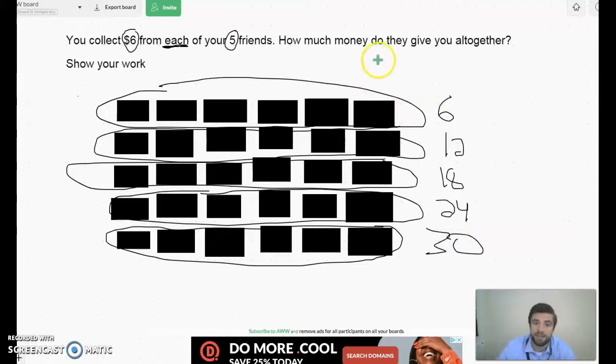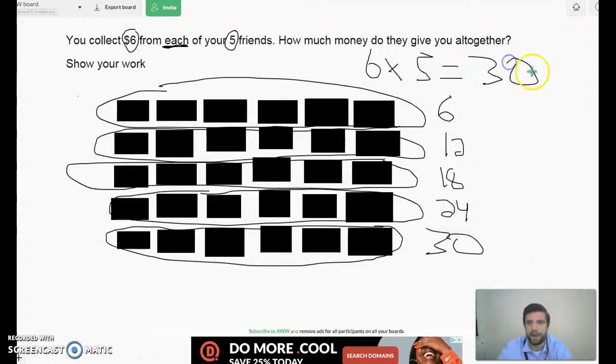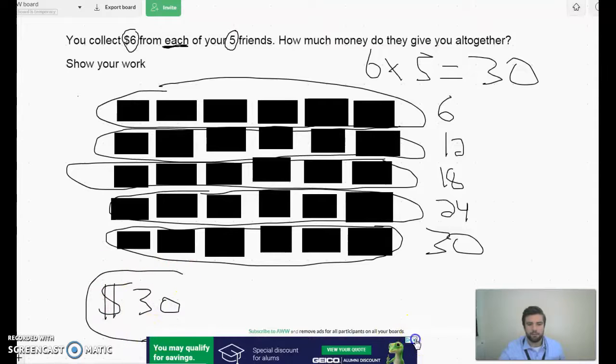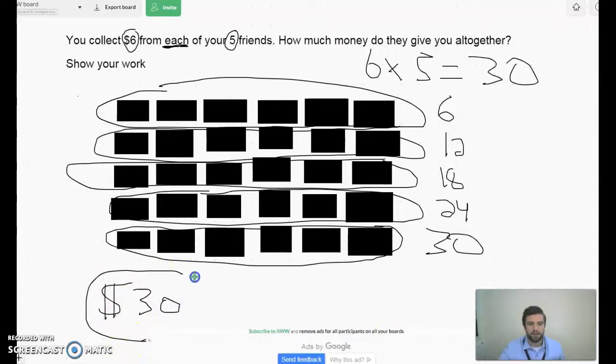So again, same math problem, 6 times 5 equals 30. We just did an array. And remember, you want to label your answer $30. A good habit to get into is circling your answer when you're done. At least that's what I like to do, so I can tell my teacher where to look. Now we're going to do it with a number line. Let me erase this board and we'll go to the number line strategy.